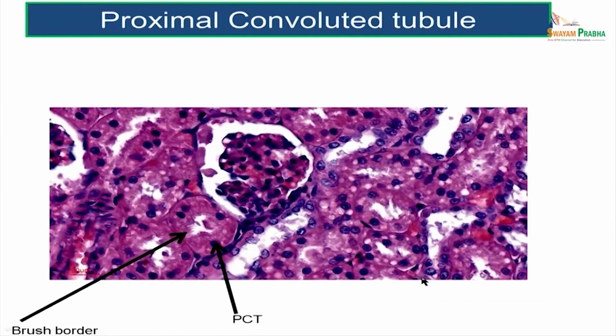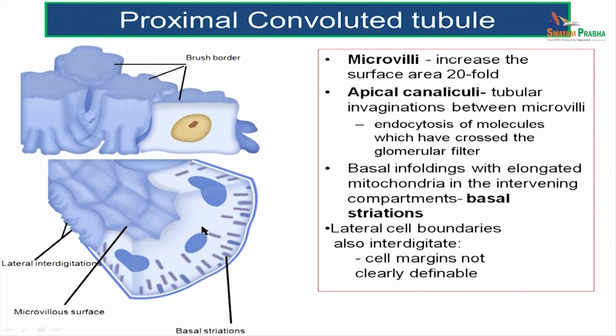Let us have a closer look at the proximal convoluted tubule. I told you there is a brush border, which is nothing but tall microvilli which are irregularly arranged. So, this is the proximal convoluted tubule. As I told you, the apical surface has microvilli. Why do you need microvilli on the apical surface? This is to increase the surface area by 20-fold.